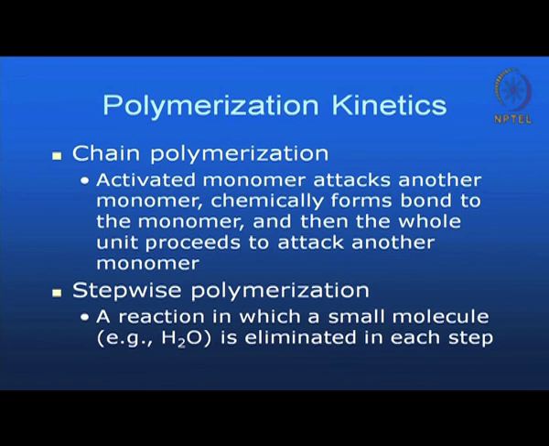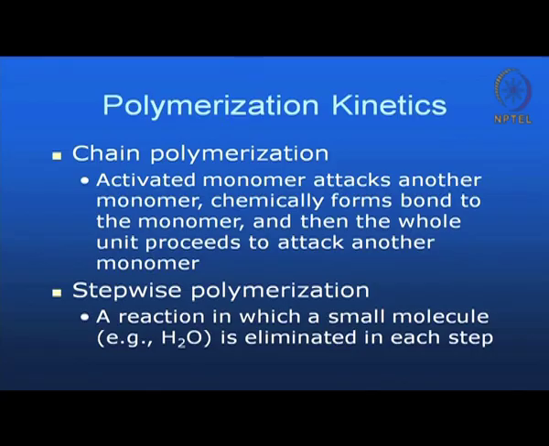What is called chain polymerization? Basically, you can say like this: an activated monomer attacks another monomer, or one activated monomer reacts with another monomer and forms a chemical linkage, a chemical bond, with the second monomer, thereby producing a dimer.